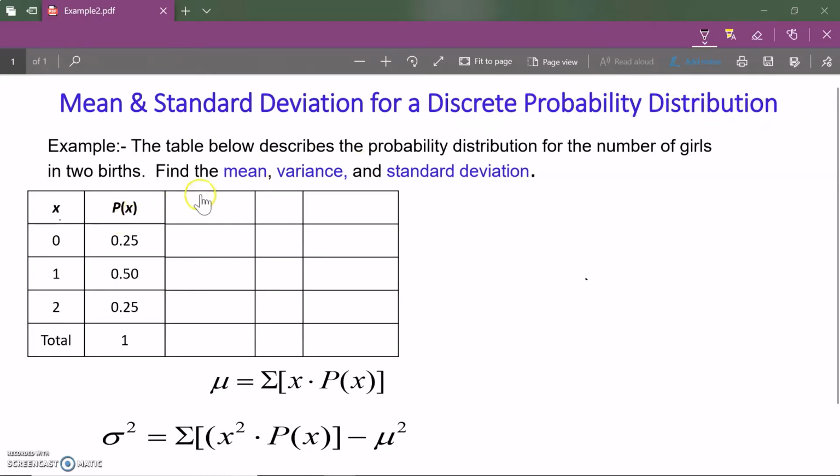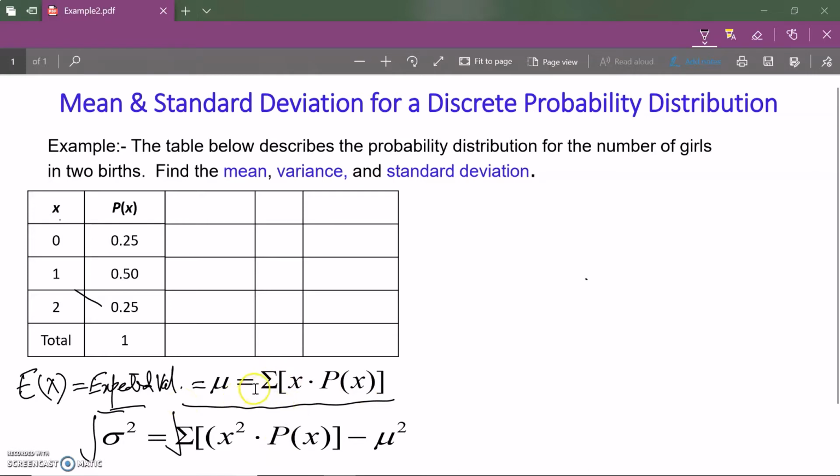So we are asked to compute the mean and the variance. For the mean, we have the formula: mu is equal to summation x times p of x. This is also called the expected value, and sometimes we represent this by E of x. And this is the formula for the variance. If you take the square root of this, it will become the standard deviation. So I have provided you the 2 formulas.